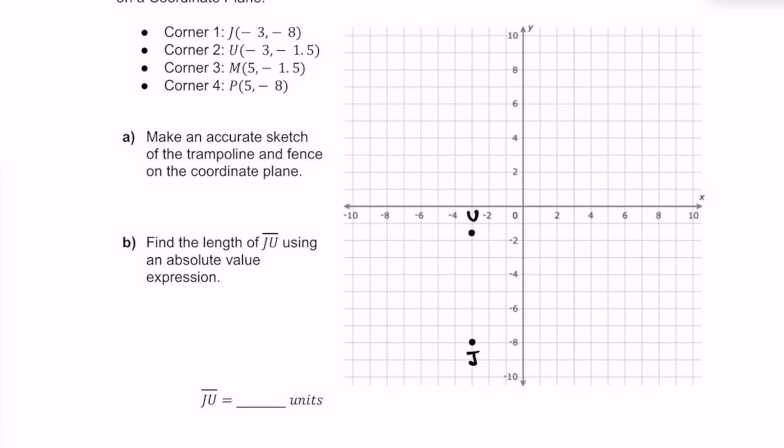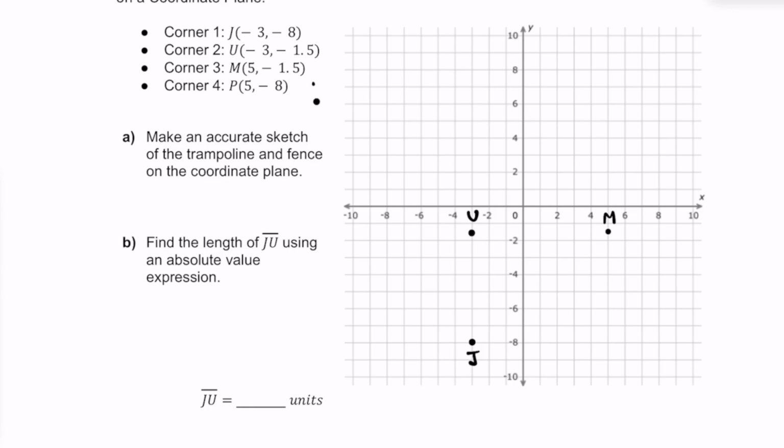For M, let's go ahead and see how we're going to plot M. Start at the origin here. We're going to move 5 units to the right for that +5, and then we're going to move 1.5 units down. So here's 1, and then here's 1/2. Should be between -1 and -2.